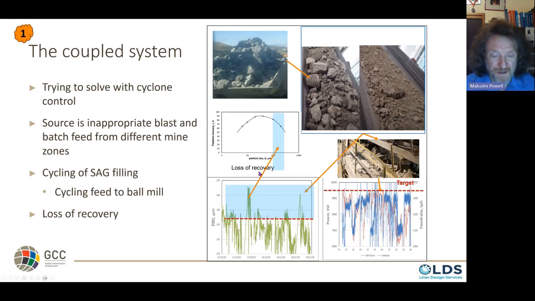So while they're trying to fiddle around here, the issue is the ground, the blast. So the unevenness of the blast. They're not blending and maintaining consistent feed to the mill. That's the source. That's where they need to look.